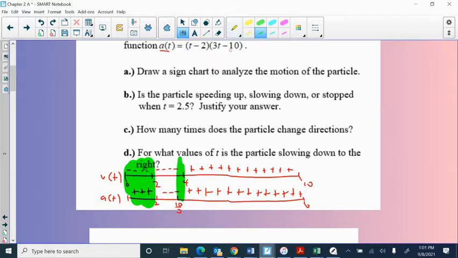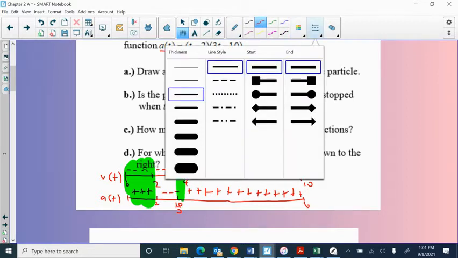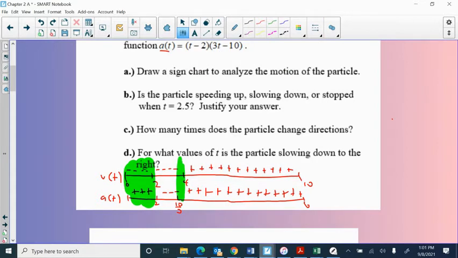And this is a really common question. They love asking this on the AP exam. Now, they might give you other functions that aren't as simple as this. But if it asks you, is it speeding up, slowing down, or stopped, justify your answer. It's the same no matter what functions you have. You have to compare velocity and acceleration. So I would say, it's speeding up. How do I know? v of 2.5 and a of 2.5 are the same signs, or are both negative. Okay. Does that make sense?